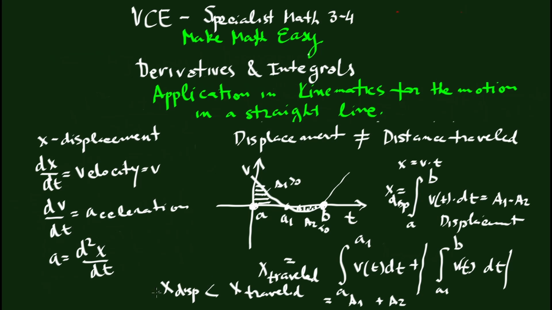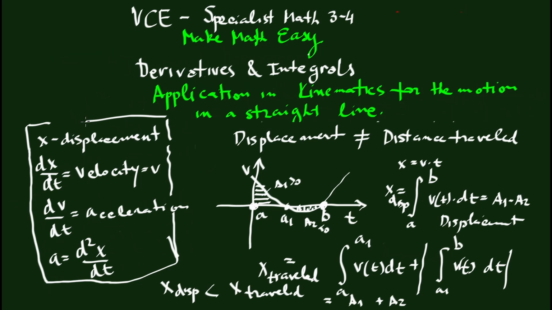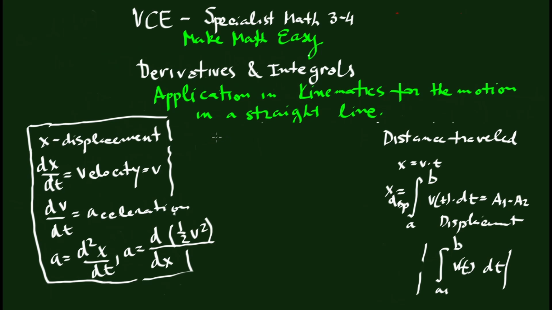Now, apart from these formulas here, we have one more formula that we will use. Let us derive the latest formula. dv by dt, that's our acceleration. So now we can write that as dv by dx times dx by dt.